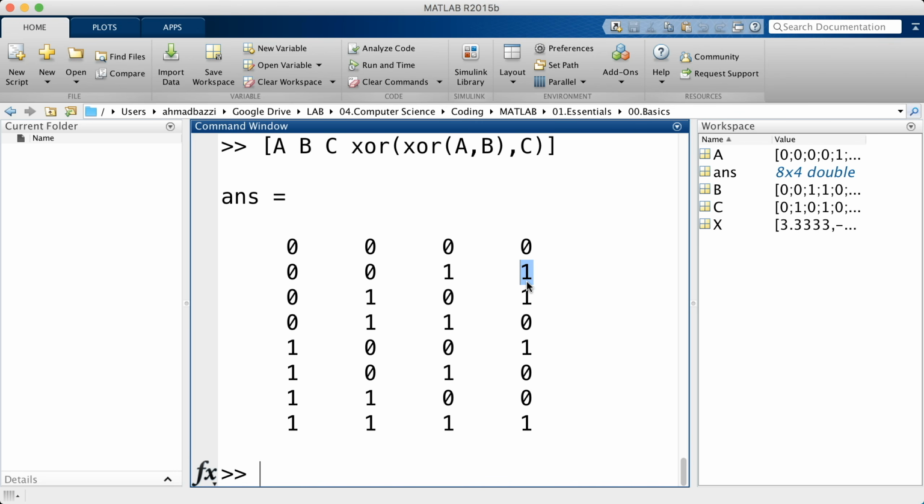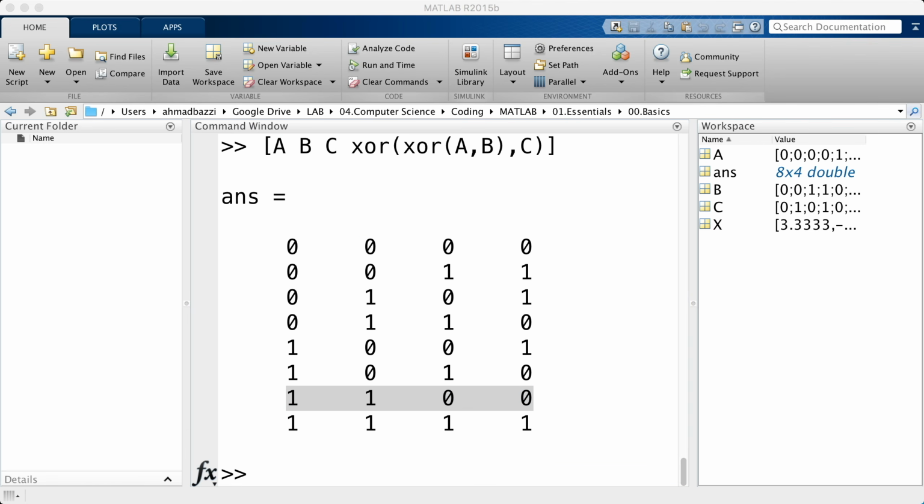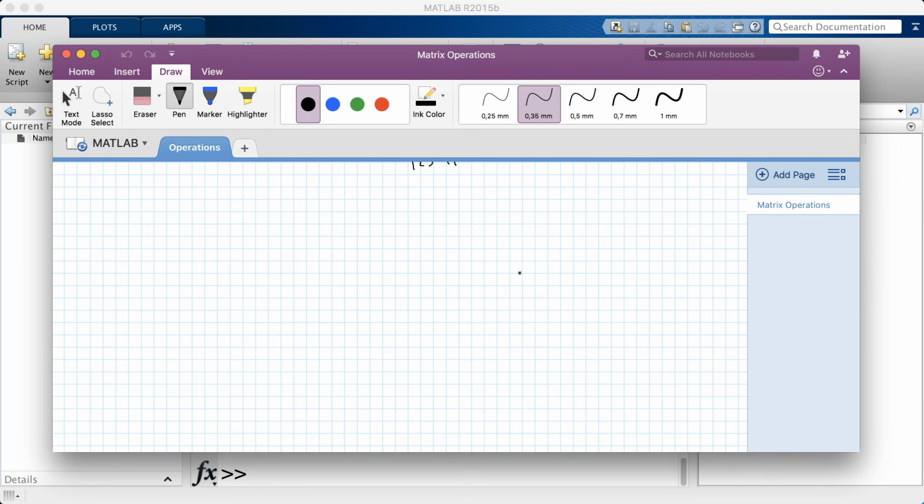So as you can see, we have ones only when the number of true inputs is odd. So here there are 3, here it's 1, 1, and again 1. Zeros when we have an even number of ones, right? There you go.